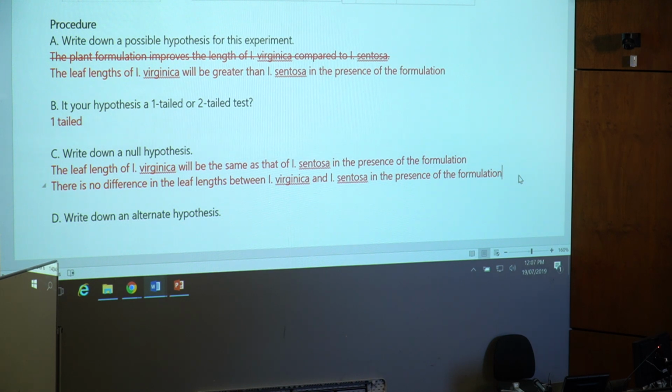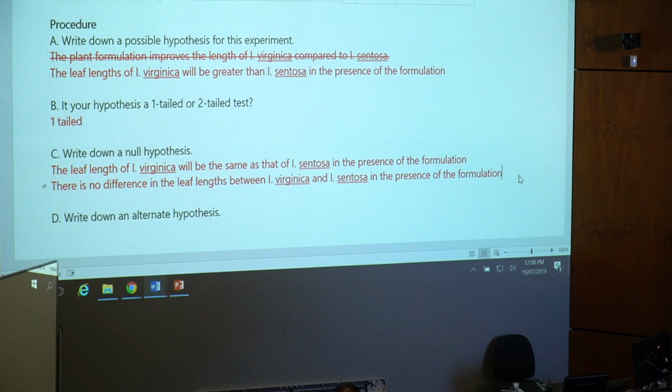You don't know that though. You don't know that it's going to be less than. All you're saying is, in the scientific hypothesis, you said Virginica is going to be longer than Sentosa. And the null hypothesis says that's not true. Okay? So do you understand the subtle difference between the two?